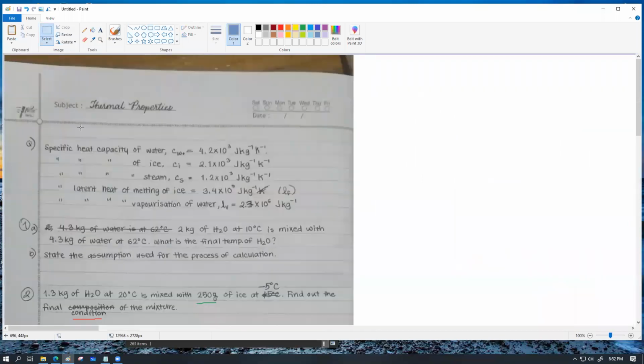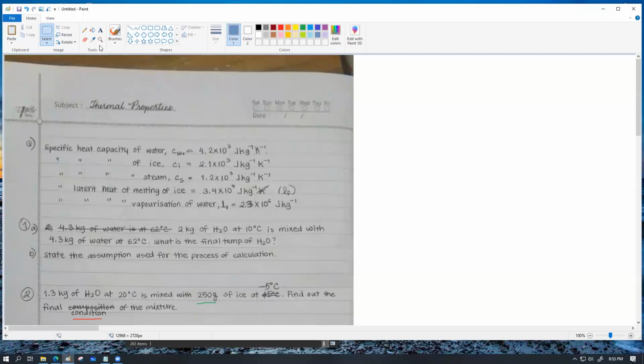So let's try and solve this problem. Have a look. In this case, what is the hot object? The 200 gram of water at 15 degrees Celsius is the hot object, and the cold object is 2 kg of ice at -50 degrees Celsius. That is the cold object.